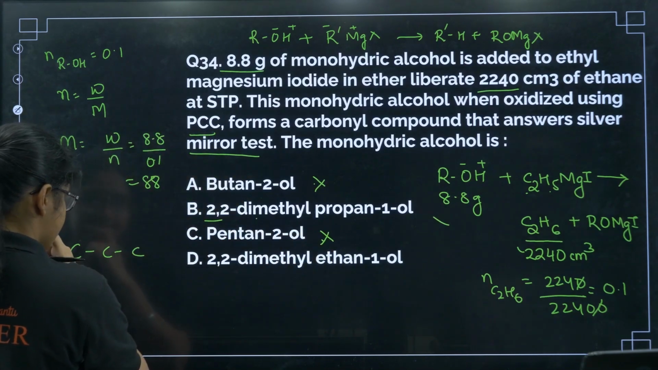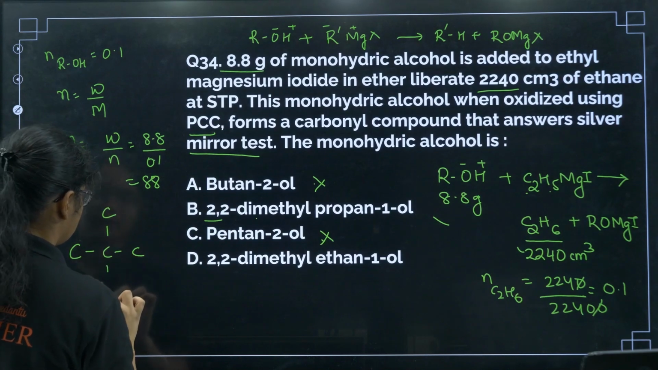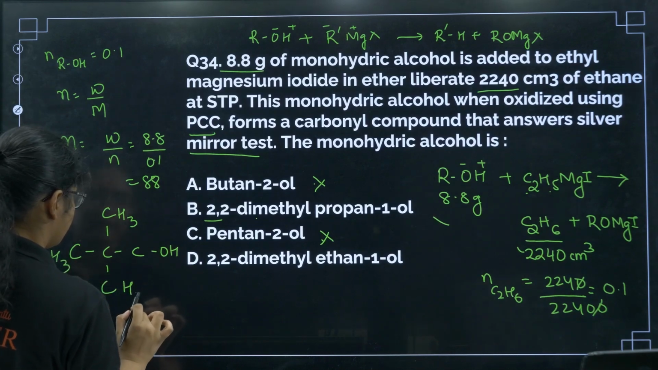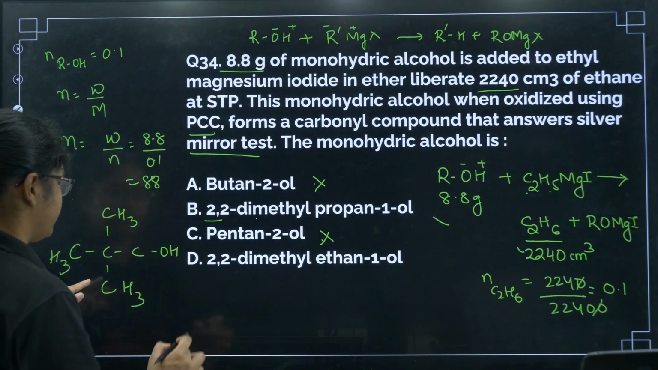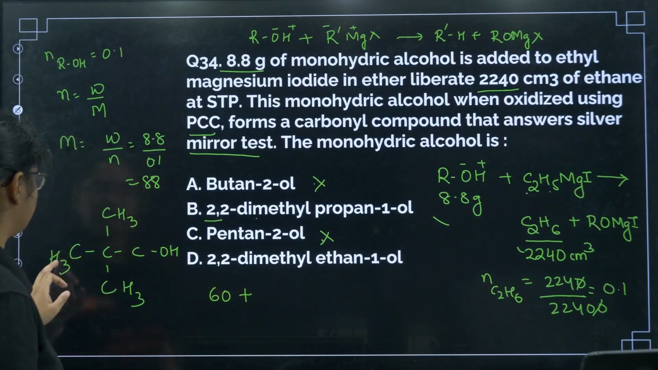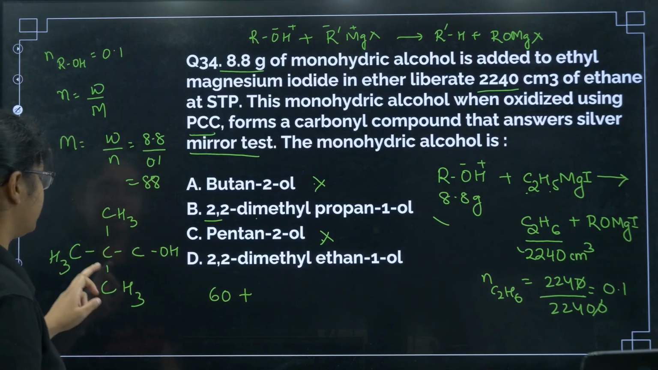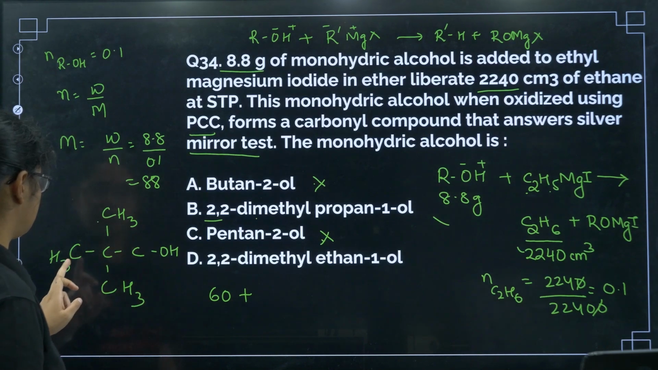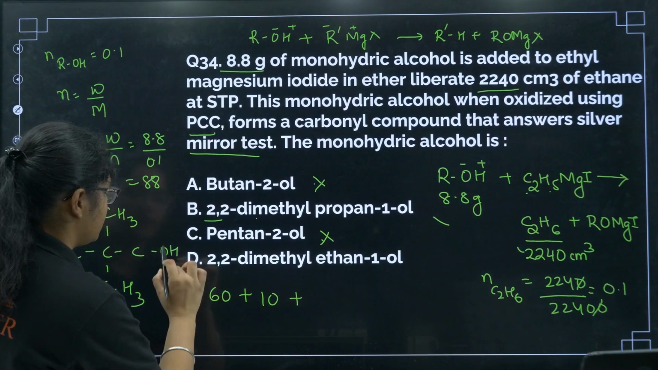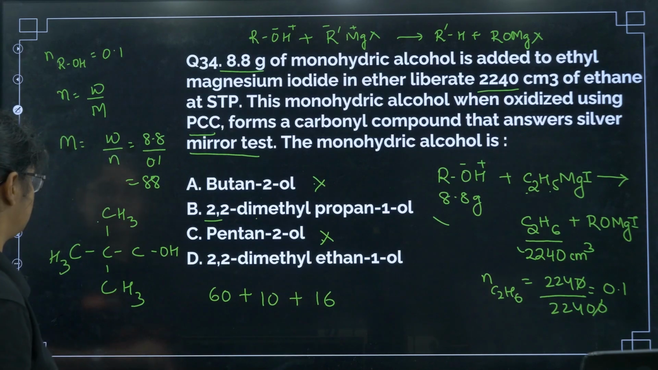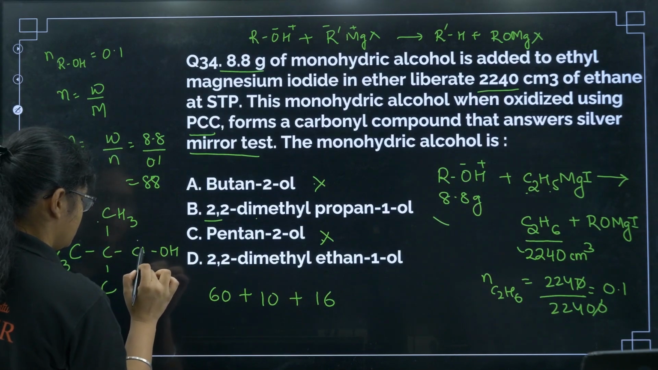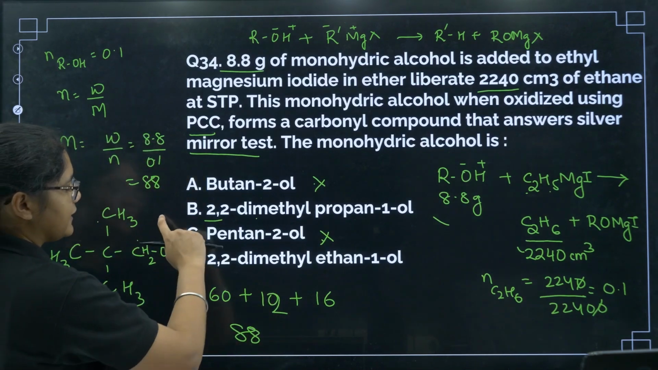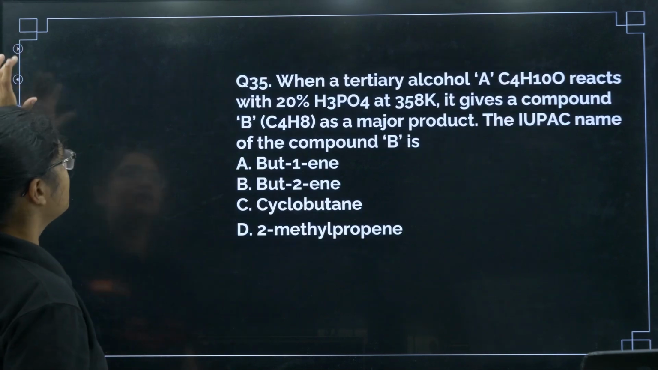2,2-dimethyl propan-1-ol. Let's calculate the mass here. 1, 2, 3, 4, 5 carbons, 12 times 5 is 60. Plus you have 3, 3, 3 and then 1, so total 10 hydrogens, and oxygen. Here I missed 2 hydrogens, so in total I have 12 hydrogens and then 16 for oxygen. So that gives me the molar mass of 88. So the correct answer will be option number B here.